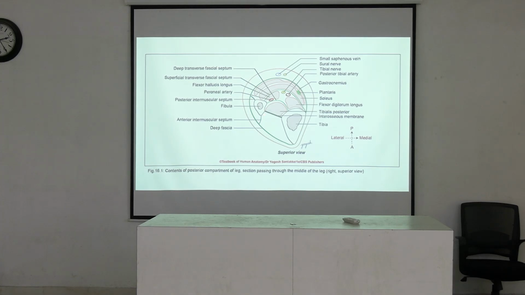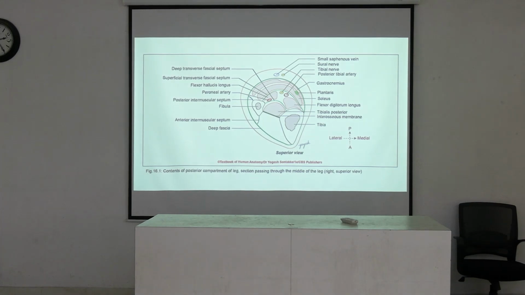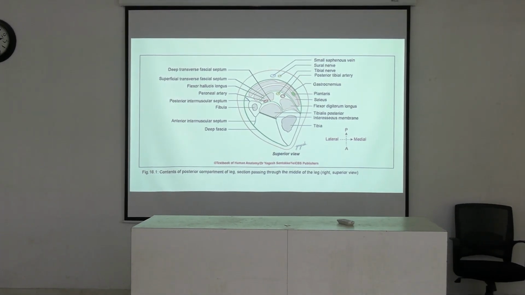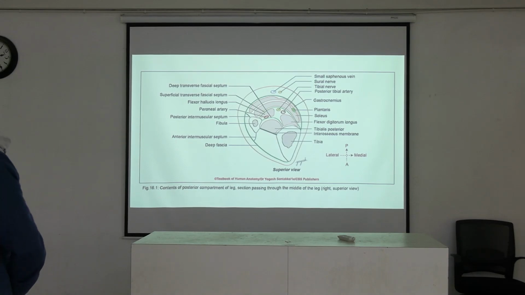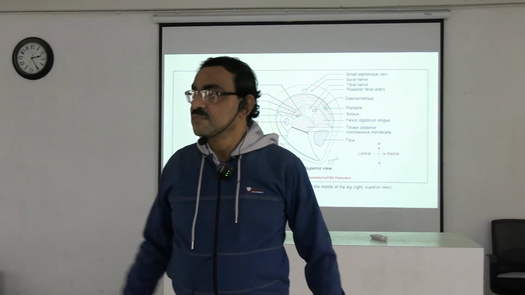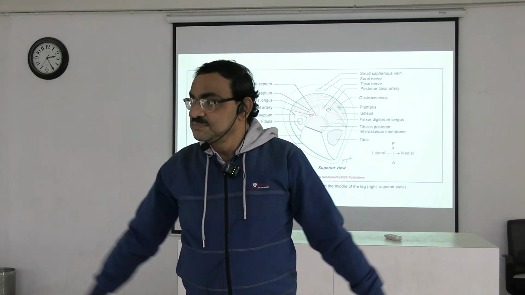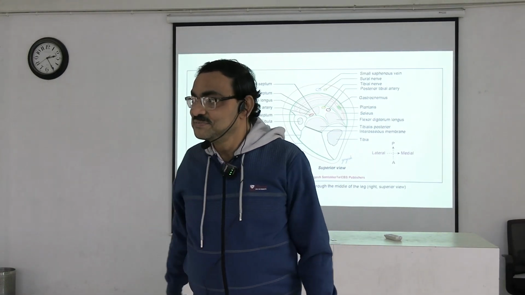And in the innermost plane, we are getting only one muscle, that is tibialis posterior. This is a unique muscle. It looks like a feather. In the feather, you are getting so many fibers, and there is one tendon-like structure.